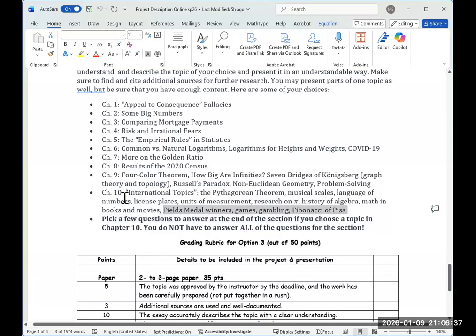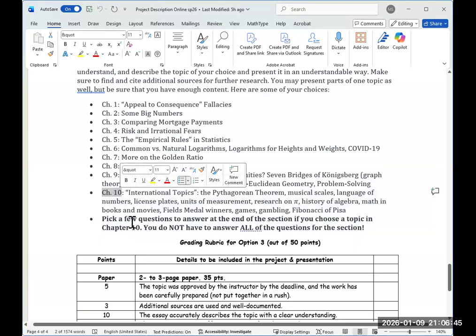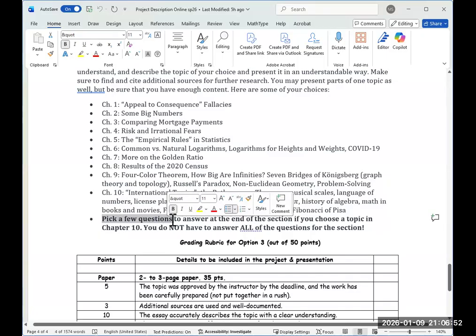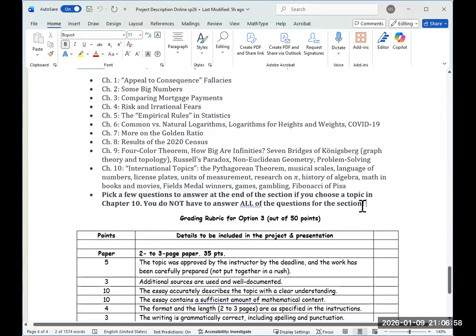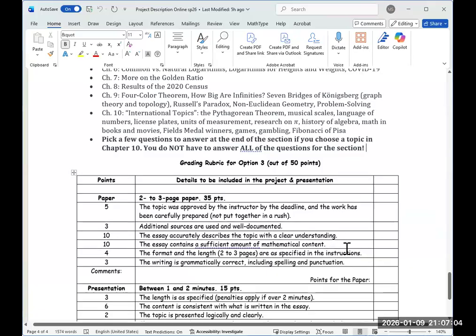Anyway, you pick one of these topics, which is one of the sections, and each section of chapter 10 has a series of questions at the end. Now, you don't have to answer all of these questions. You pick a topic, a section of chapter 10, and then you pick a few questions at the end of that section to answer. That's how you can compose your essay. That is something that I would highly encourage you to do.